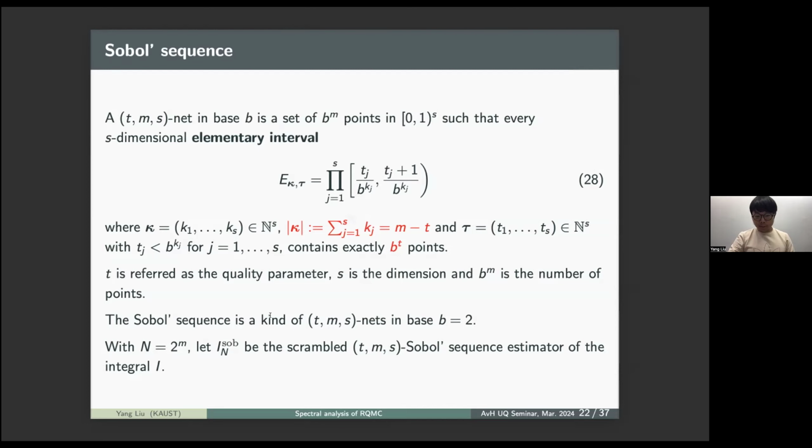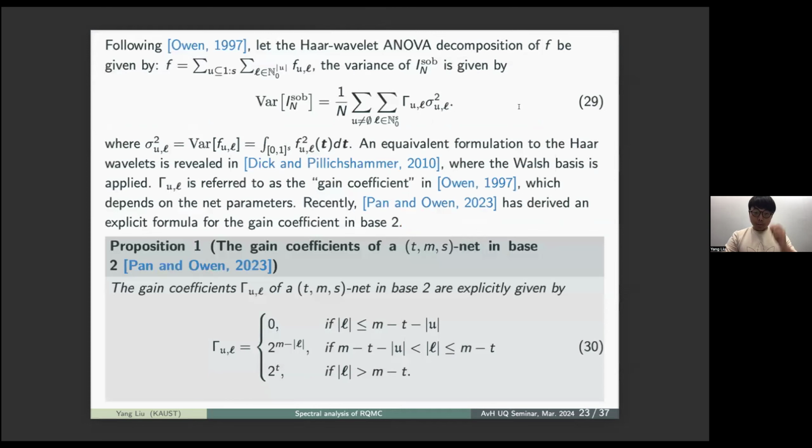The Sobol sequence is a kind of TMS net in base 2. And we let the capital N be 2 to the m, and this I_N^Sob be the scrambled Sobol sequence estimator of this integral. Owen uses the Haar wavelet and the ANOVA, so it's a multi-resolution ANOVA decomposition of f. And he derived the variance of this I_N^Sob to be given by this equation 29.